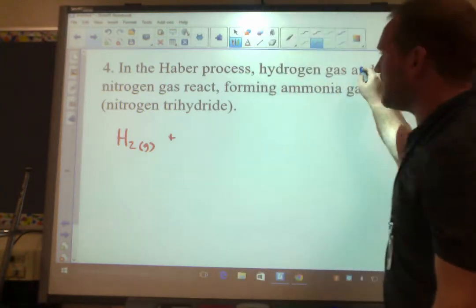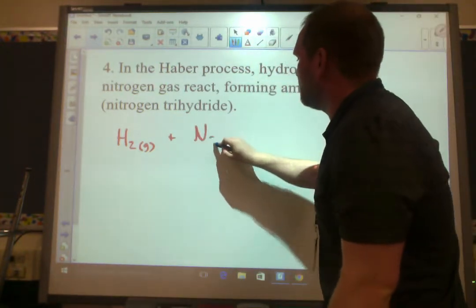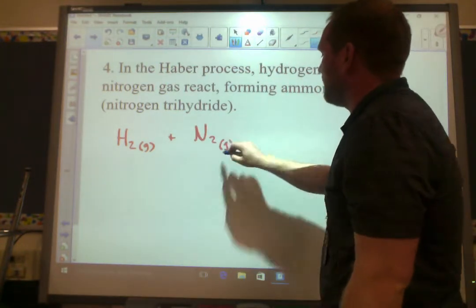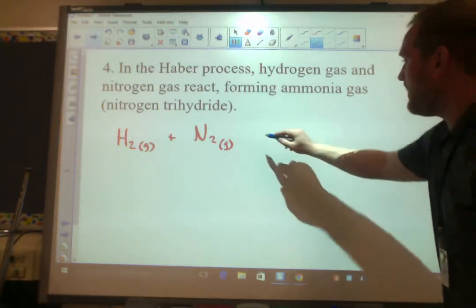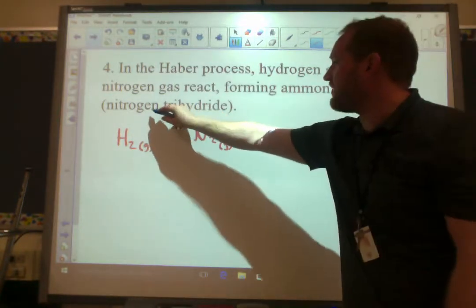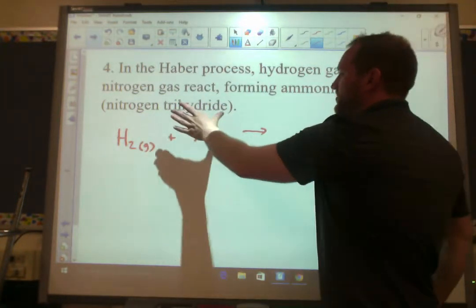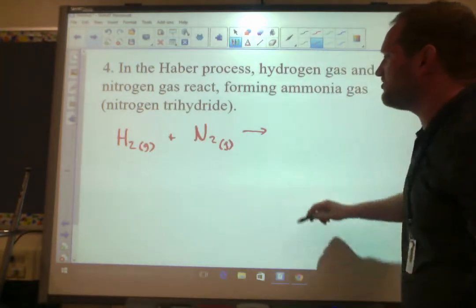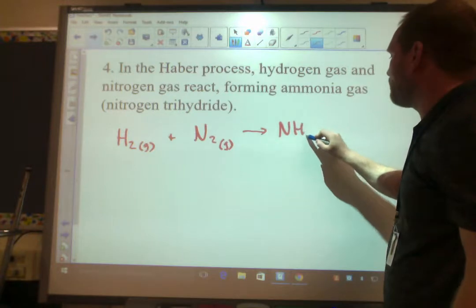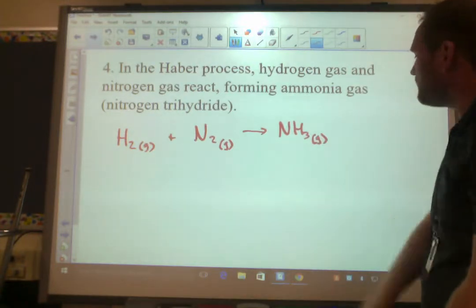That's going to react with nitrogen gas. That's also going to be a diatomic. Brinkelhoff. There's that N in there. H and the N are both Brinkelhoffs, both diatomics. And these are going to form nitrogen trihydride. This is covalent naming, so it's 1 N and tri is 3, hydride is H. So it's going to be NH3, and that's gas.